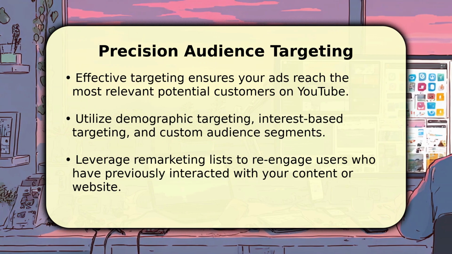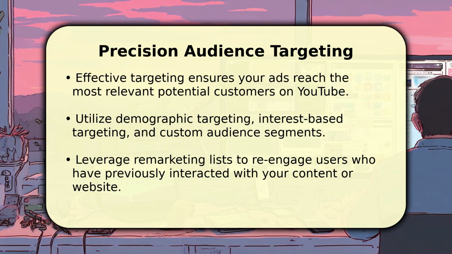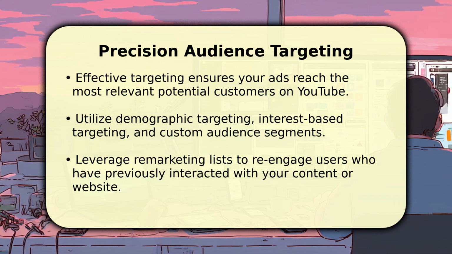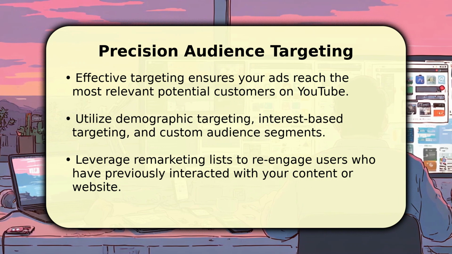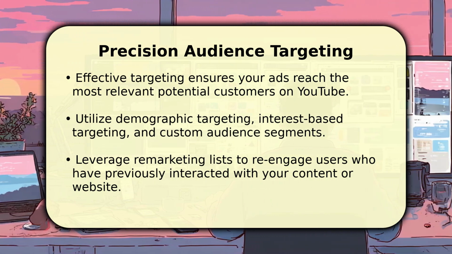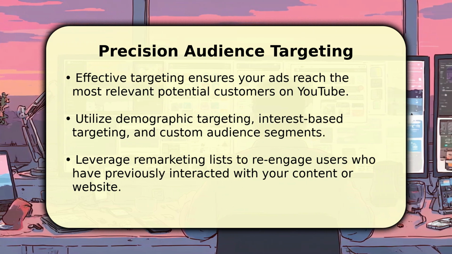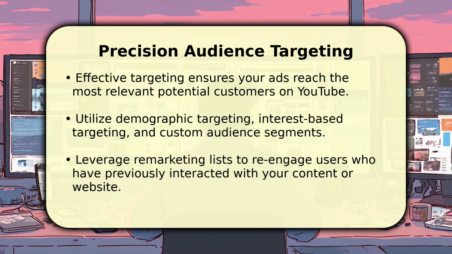YouTube's robust targeting options allow for incredible precision, vital in 2025. You can target based on age, gender, parental status, and household income. Beyond demographics, explore custom intent audiences, reaching people actively searching for specific products or services on Google.